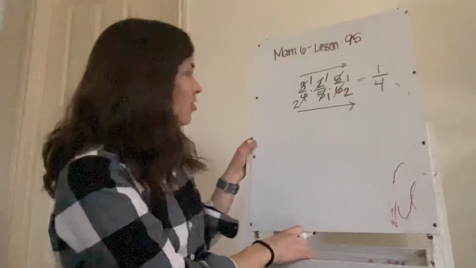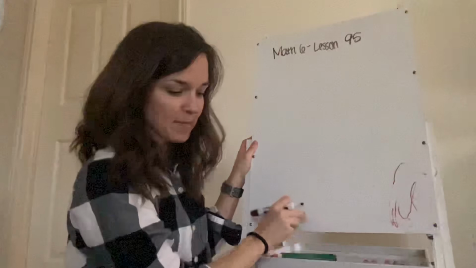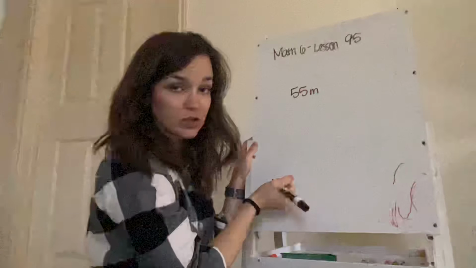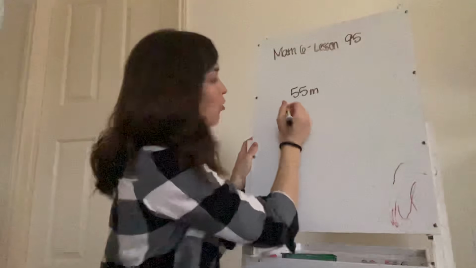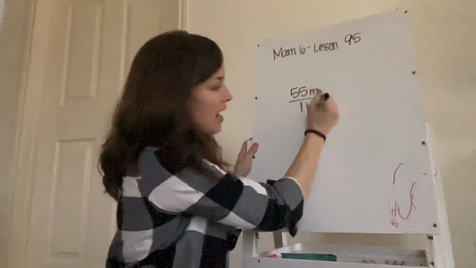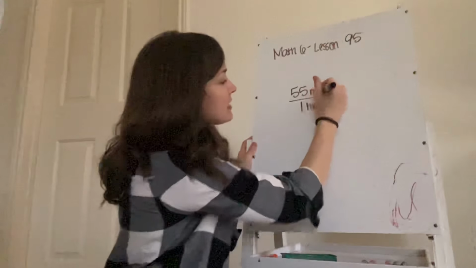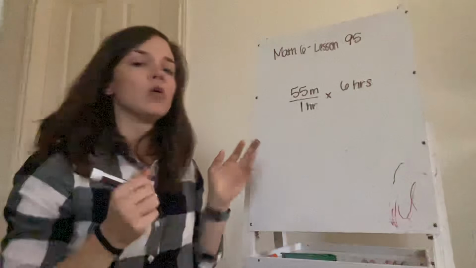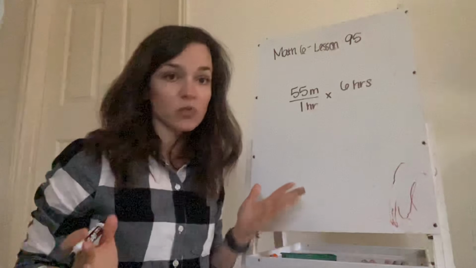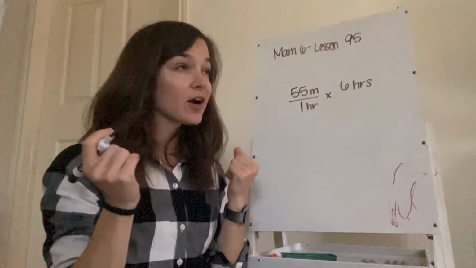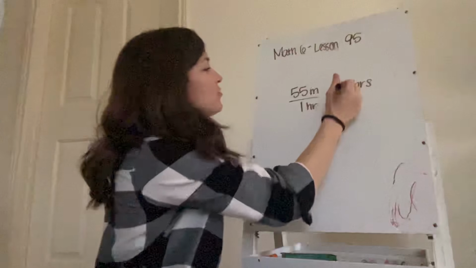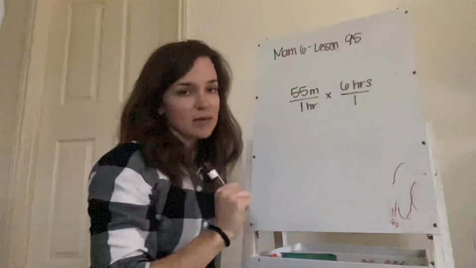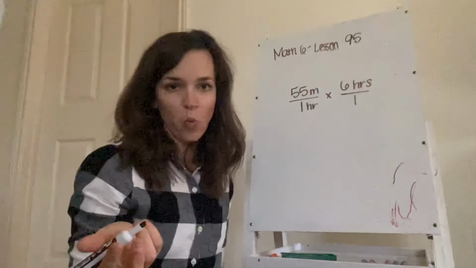So the first example is to multiply 55 miles per hour, so miles per 1 hour, times 6 hours. So times 6 hours. Now, we always say anytime we're multiplying fractions and one of them is not a fraction, we can always put it over 1. Very good. So we would put it over 1, okay? Now we can't cross simplify any of our numbers, obviously, because the bottoms are both 1. There's nothing you can simplify with 1.